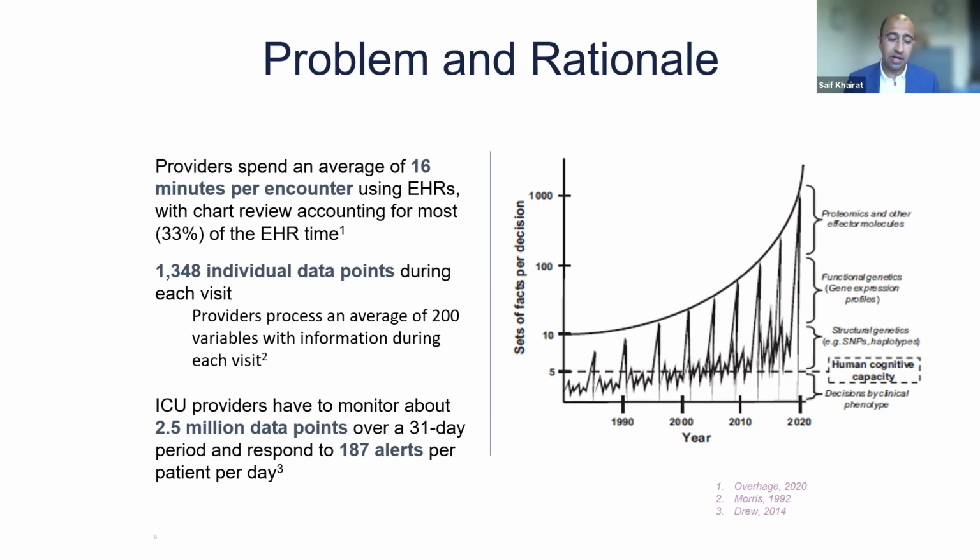ICU providers have to monitor about 2.5 million data points over a 31-day period and respond to close to 200 alerts per patient per day. So that's a pain point, and a lot of clinicians who have to deal with decision support systems and alerts will always say that they're alert fatigued or alert numb after a given number of alerts. Their concentration on muting those alerts is increasing. And so we can see from this slide that too much information is a problem, too much disruption is another problem and a pain point.